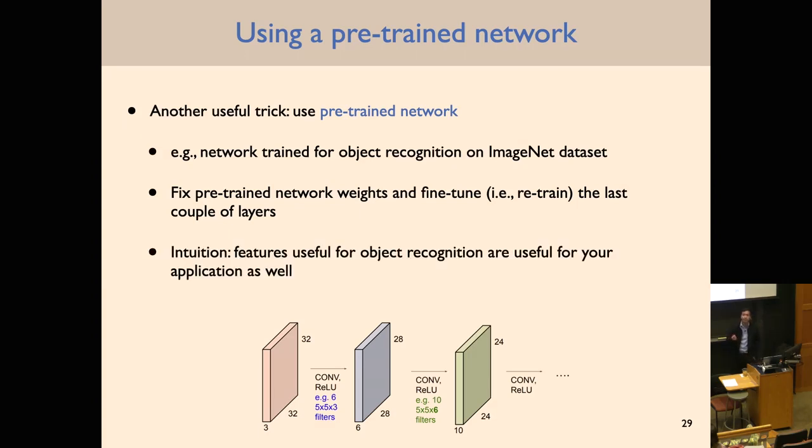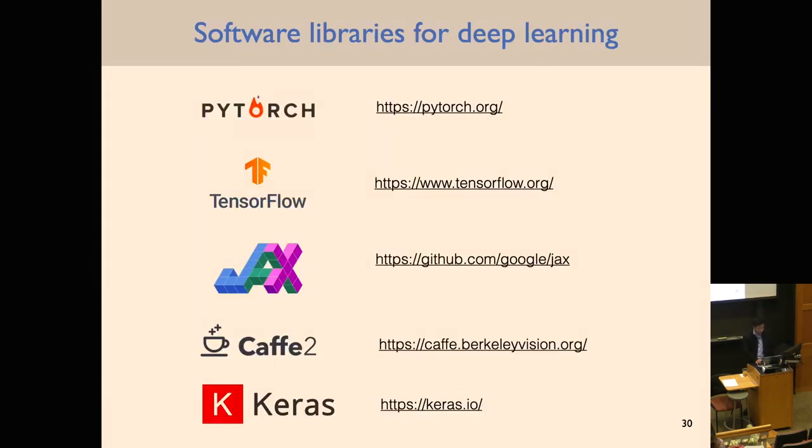And yeah, I guess the intuition is that features that are useful for object recognition, which is what this original network was trained for with ImageNet, are also useful for your particular application. So being able to detect edges or corners or other more complex visual features is generally useful, right? It's not just useful for object recognition, but many other computer vision tasks also benefit from being able to detect those visual features.